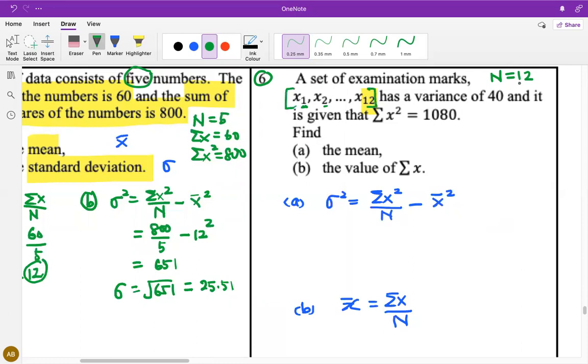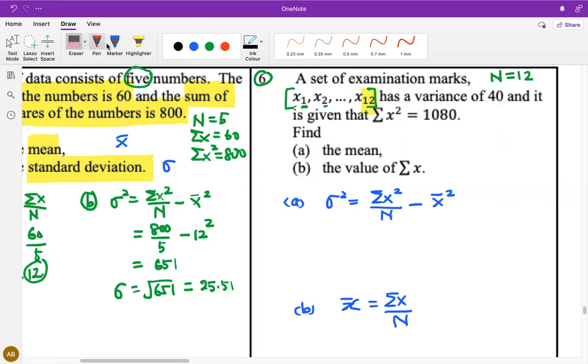Okay, so n is 12, the variance is 40, and the sum of x squared is 1080. So find the mean. Okay, so how to find the mean? We are not given this, right? So we cannot use the formula sum of x divided by n. So these two we cannot use, so better rub it off. So we have to use variance.